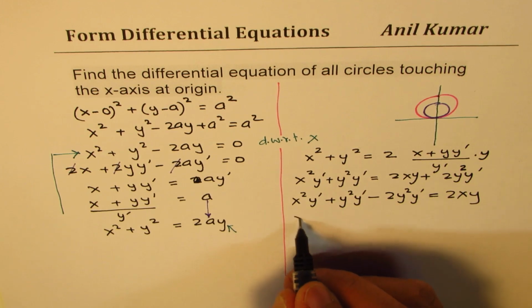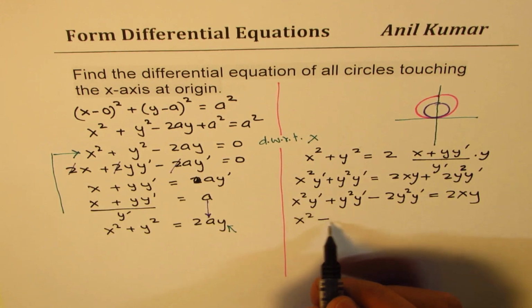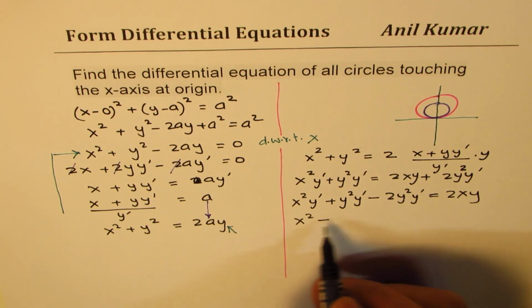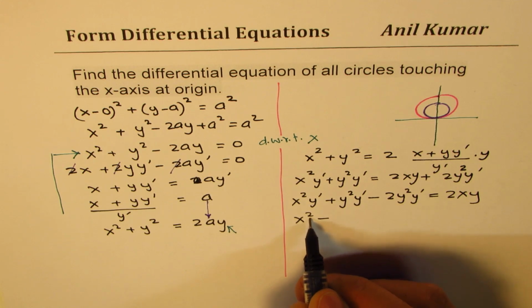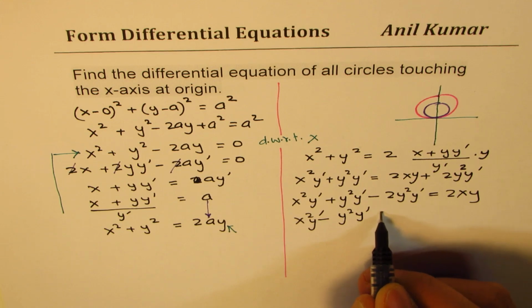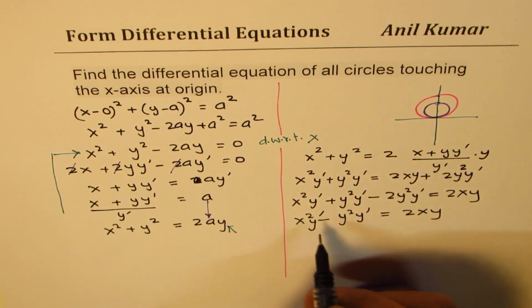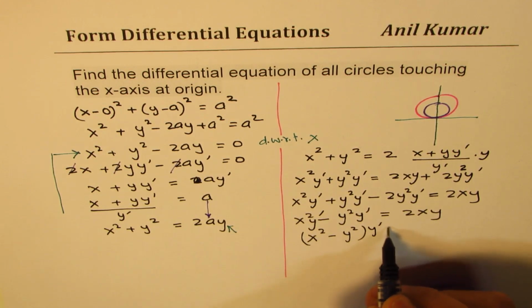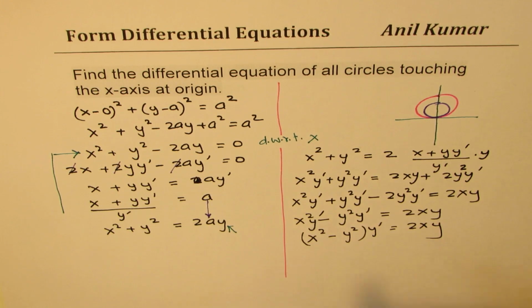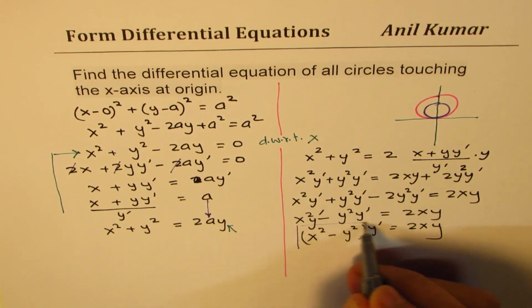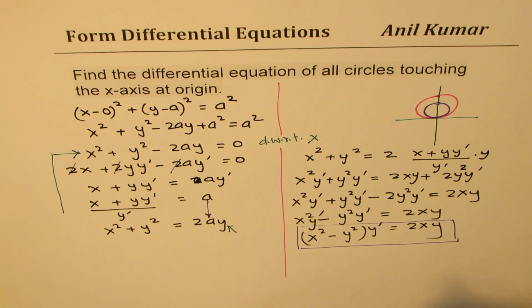Now this gives us x square minus, we'll take y dash common. Let's do two steps. x square y dash, and this gives us minus y square y dash equals 2xy, or we get x square minus y square, y prime equals 2xy. Correct? So that becomes the differential equation representing the given scenario. Okay, so I hope that is absolutely clear.